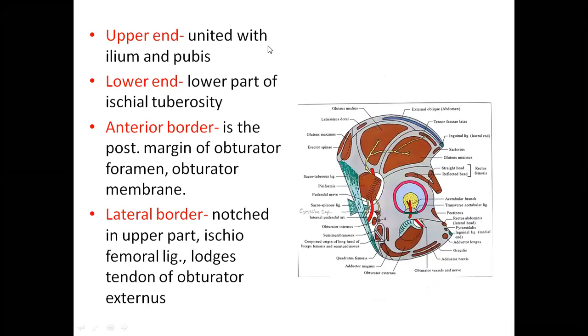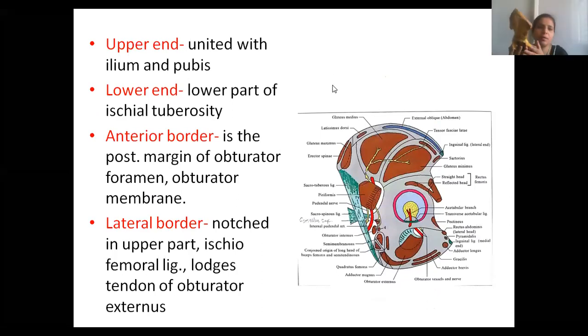Now, let me show you the bones simultaneously because now you got an idea. So this is the upper end and you can see the upper end is united with, what are the other bones? It is united with ilium, and if you just move like this, it is also united with pubis, right? So upper end is united superiorly with ilium and anteriorly with pubis.